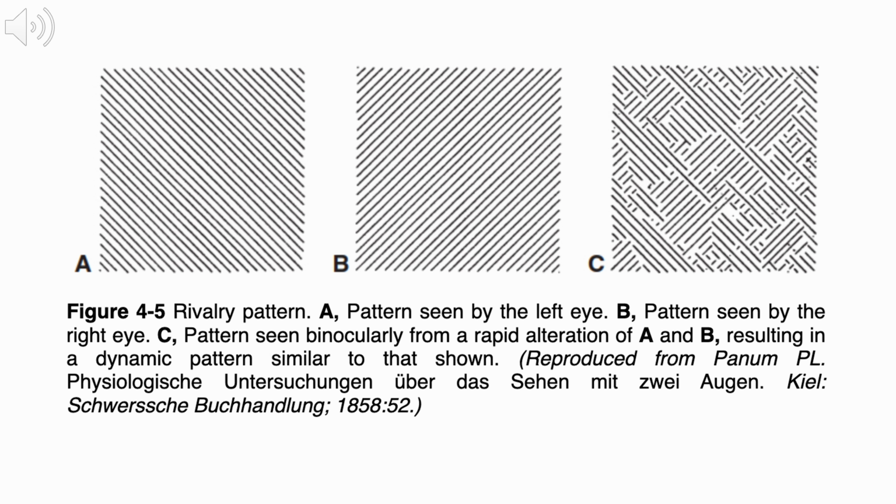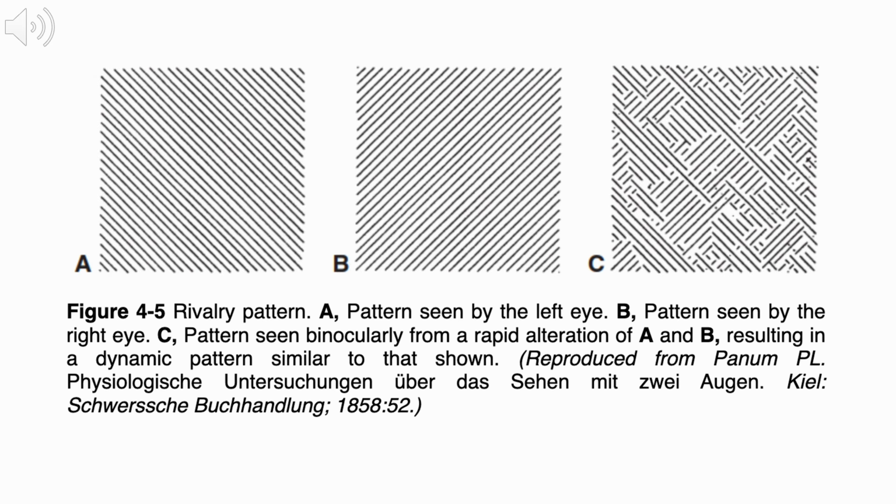This picture is showing you what retinal rivalry feels like. In the first box, the left eye is seeing one pattern of lines. In the second box, the right eye is seeing a different pattern of lines. Both images are clear, but they don't match. When your brain tries to use both eyes at the same time, it can't combine those two patterns into one picture. Instead of blending them, your brain starts to switch back and forth.